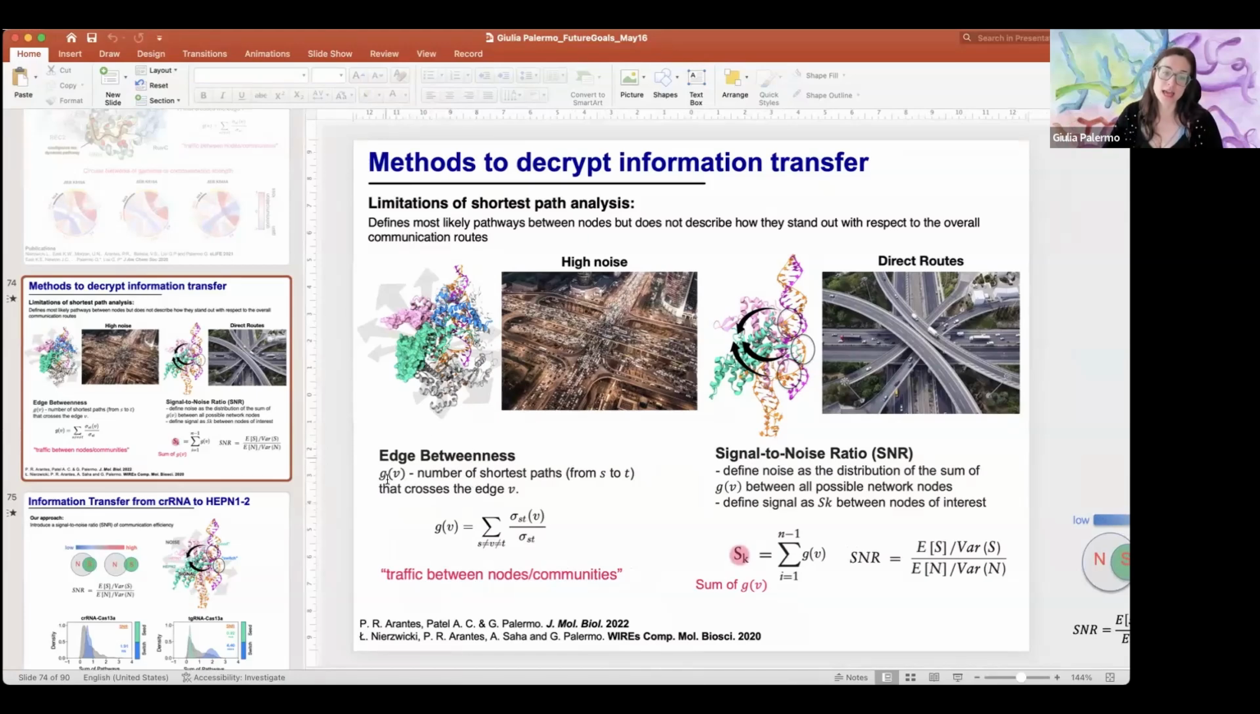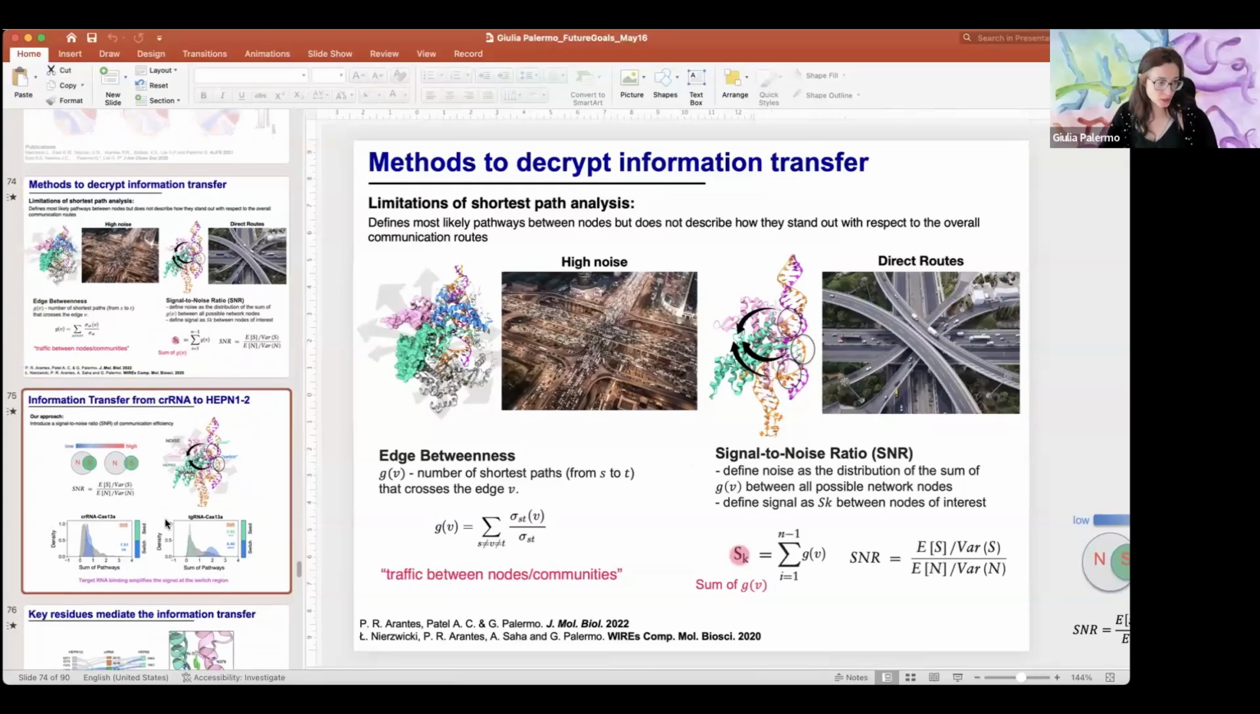So what we want to define is the direct routes that stand out over the noise. And we base these on edge betweenness. First, we calculate the number of shortest pathways that the bases we are interested in establish with all the amino acids and other nucleobases, and we call this noise. Then we compute the pathways from the sites of interest to the site of interest, and we define this as signal. And then we calculate the signal to noise ratio as the distribution of the signal over the distribution of the noise. And this is the result. This is how it looks.